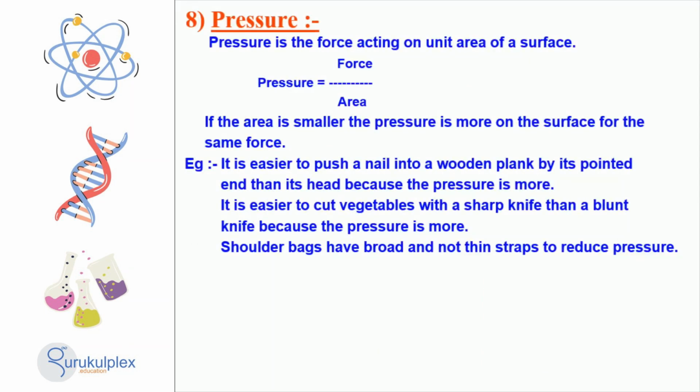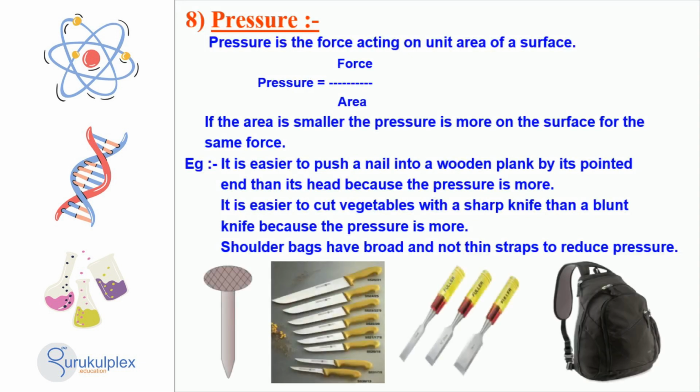Pressure is calculated by dividing force by area. The smaller the area, the greater the pressure applied. Thus, a nail can more easily penetrate a wooden plank if its tip is pointed, rather than flat, as it applies greater pressure. Similarly, a sharper knife will be more effective in cutting vegetables compared to a blunt one. Furthermore, shoulder bags are usually equipped with broad, not thin, straps in order to minimize the pressure on the shoulders. Other industrial uses of pressure include meat processing, cutting tools, knives, and fuller chisels.